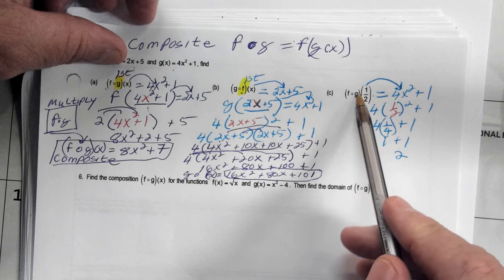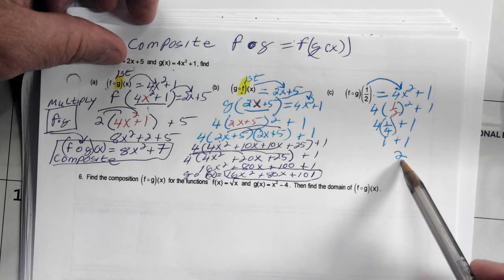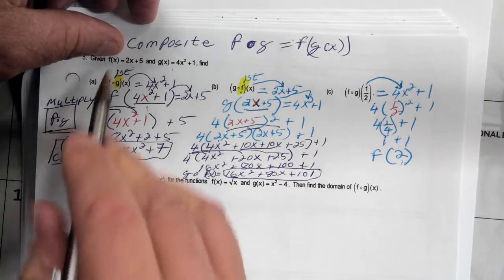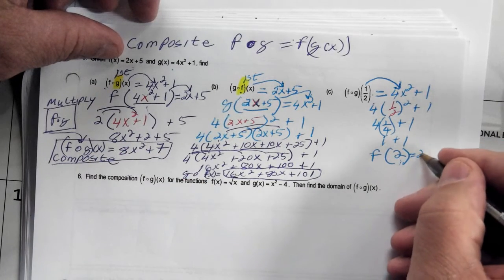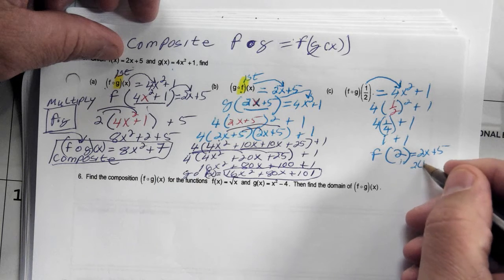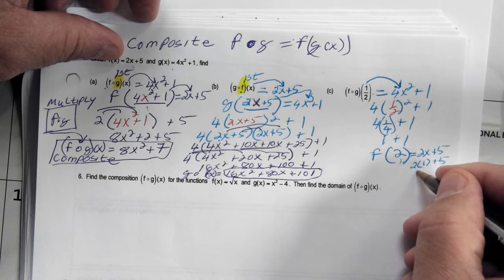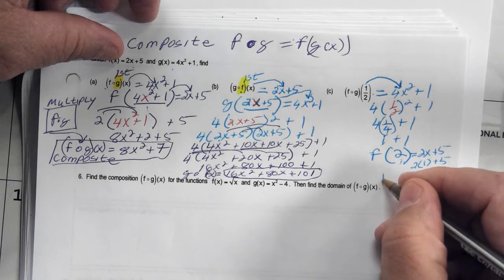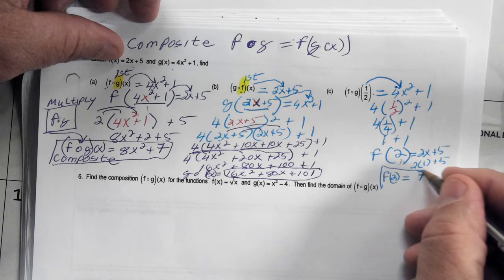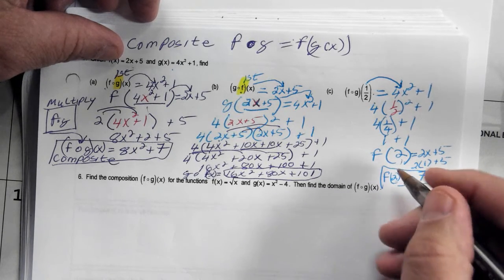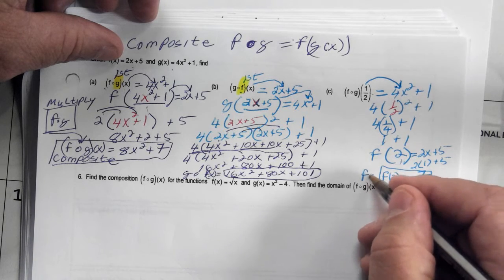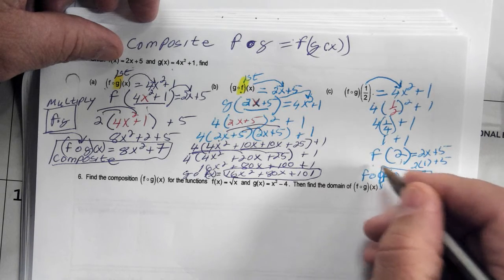So right there, I use function g and I got 2. I have to plug in 2 to function f. What's function f? 2x plus 5. That's 2 times 1 plus 5, which is 7. f of 2 equals 7. Actually, I wrote that wrong. I should have said f circle g of 2.